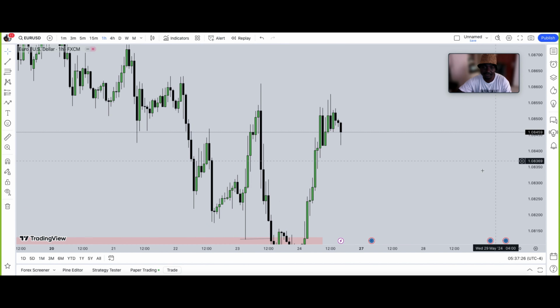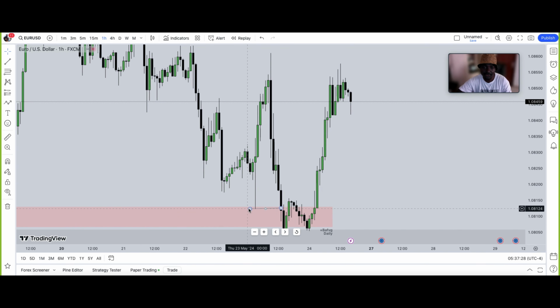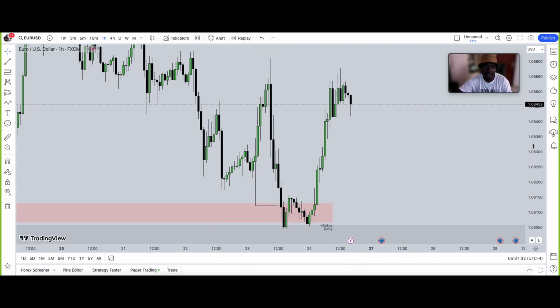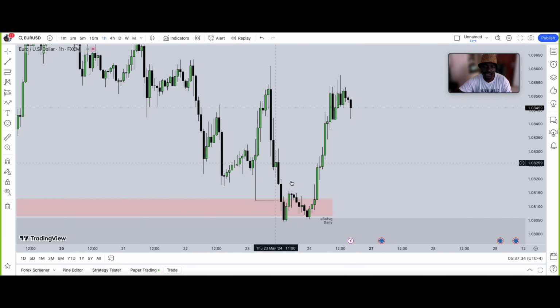From the 1-hour time frame, what do we see? Nothing much. I don't want to even rely on the 1-hour time frame because there's nothing much. But then you can clearly see a bullish scenario. But at the moment, I don't want to rely on the 1-hour time frame.